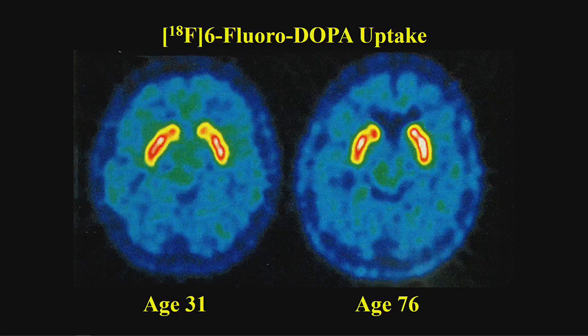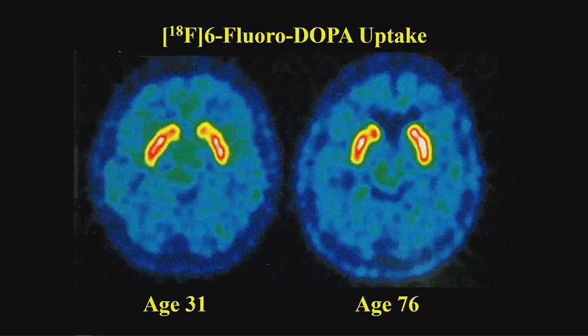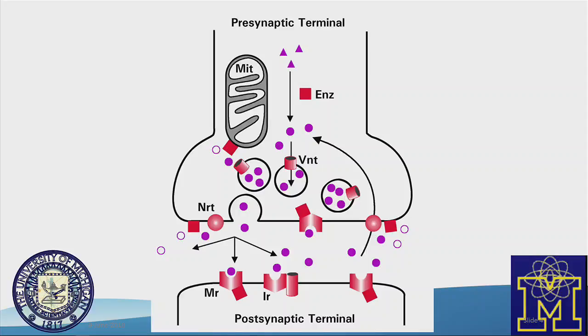The next, and here is an example of fluorodopa showing that it's relatively unaltered by normal aging, and we think this is because the target enzyme, aromatic amino acid decarboxylase, is regulated in its activity, and so as we get older, if you have slightly fewer nerve terminals, those that are left are working hard to make up.